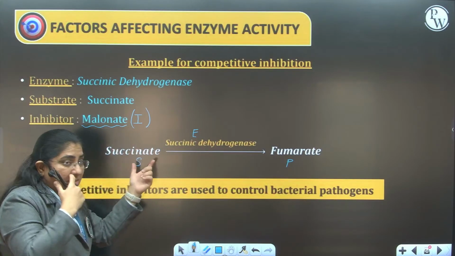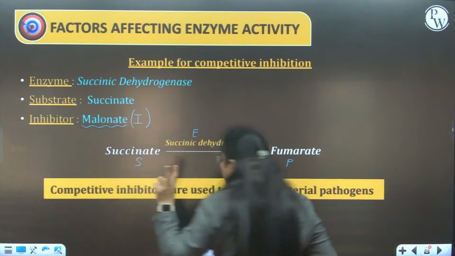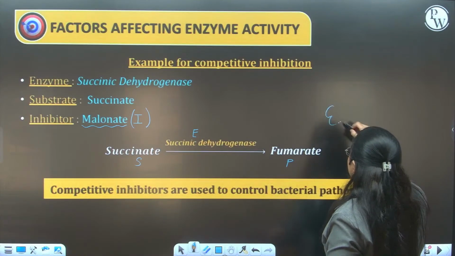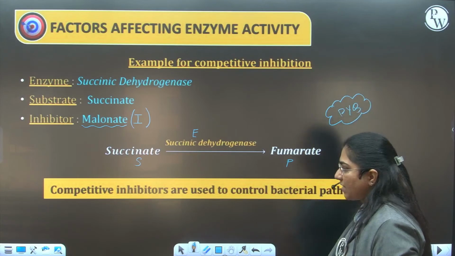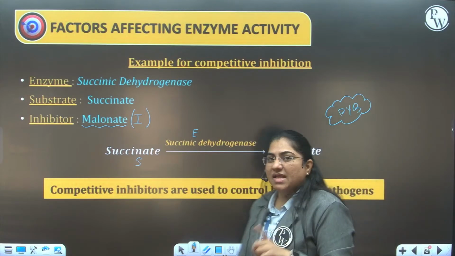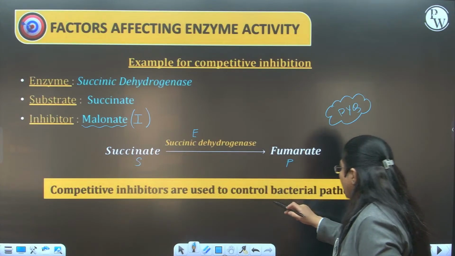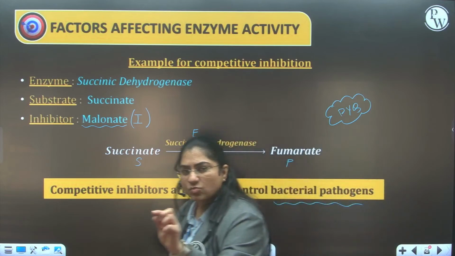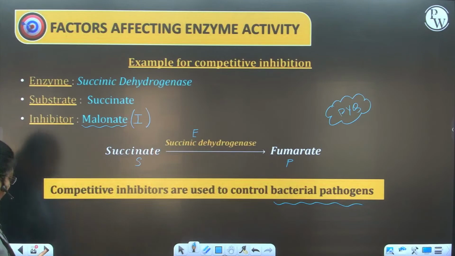Again, this can be reversed as we have discussed. This is very important because twice it has come in the NEET paper 1 last year. So it's a very, very important PYQ which we need to understand. Another example given in the NCERT is that competitive inhibitors are used to control bacterial pathogens. Again, this can come as an MCQ, a very small line at the last part of the paragraph. So be very careful and read it and underline it.